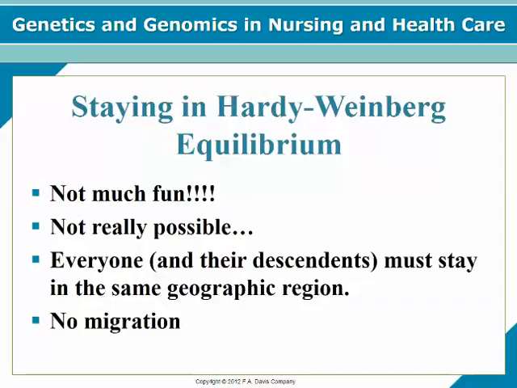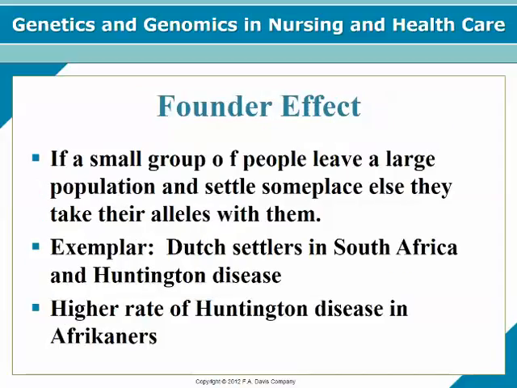The founder effect says that if a small group of people leave a large population and settle someplace else, they take all their alleles with them. That makes sense. An example would be Dutch settlers in South Africa and Huntington's disease. You have a higher rate of Huntington's disease in Afrikaners because those Dutch settlers had a higher rate, so they took that all with them. So that's the founder effect.